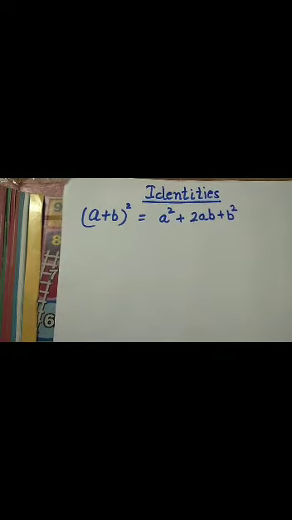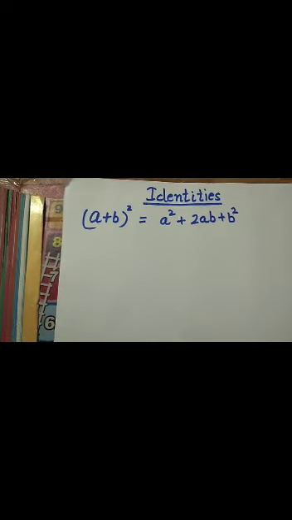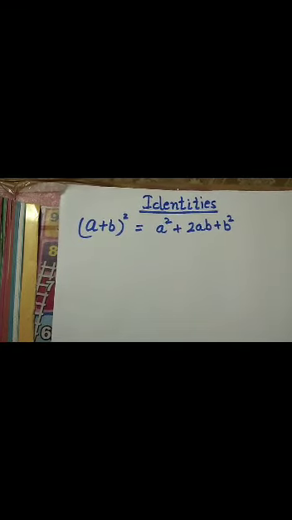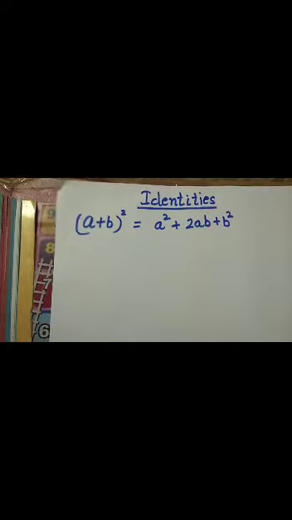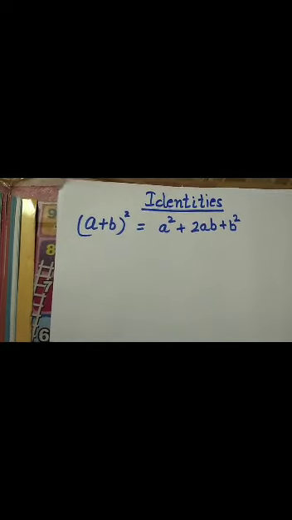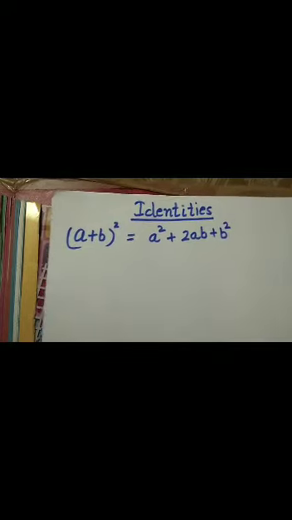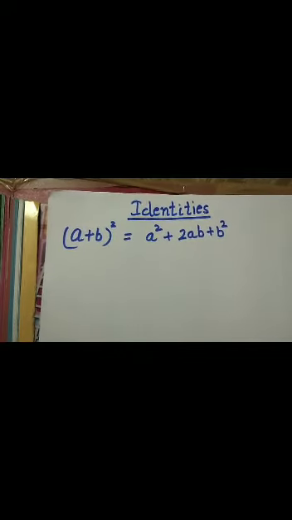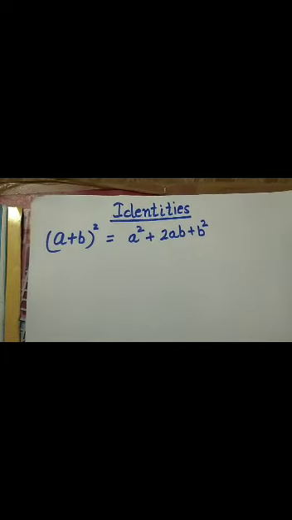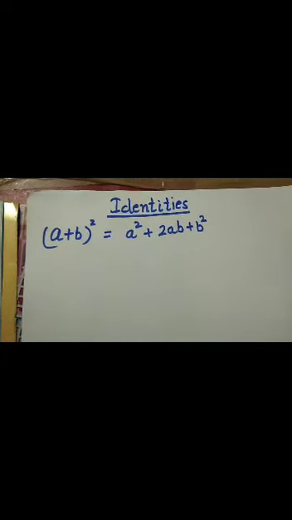In your previous class you have done multiplication of binomial with binomial. Now the same topic will continue, multiplication of binomials, but by using identities. I've written the first identity here: (a plus b) whole square is equal to a square plus b square. Identities are shortcuts to solve these sums.